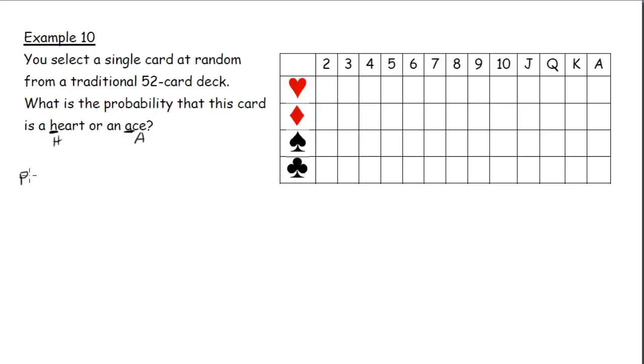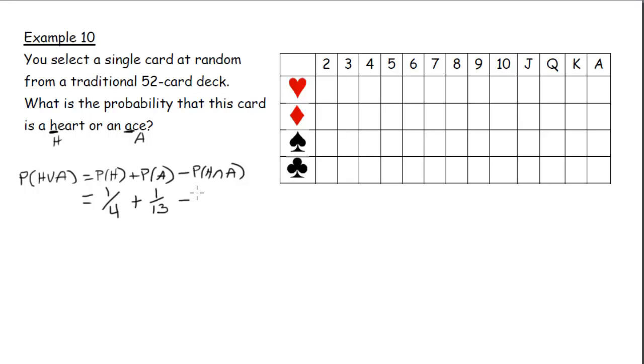So the probability that we get a heart or an ace, well, that's going to be the probability of a heart plus the probability of an ace, but then we need to subtract off the overlap, which would be the ace of hearts, because that would fit in both categories. So the probability that we get a heart, well, there are 4 suits, so that would be one of the 4, which is a fourth, and plus the probability of an ace, well, there are 13 denominations, and the ace is one of those 13.